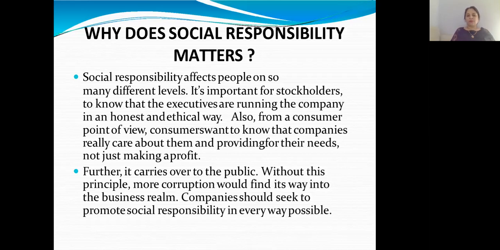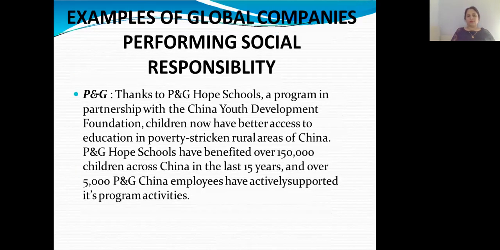So also from a consumer point of view, consumers want to know that companies really care about them and provide for their needs and are not just making profits. Further, it carries over to the public. Without this principle, more corruption would find its way into the business realm. Companies should seek to promote social responsibility in every possible way.